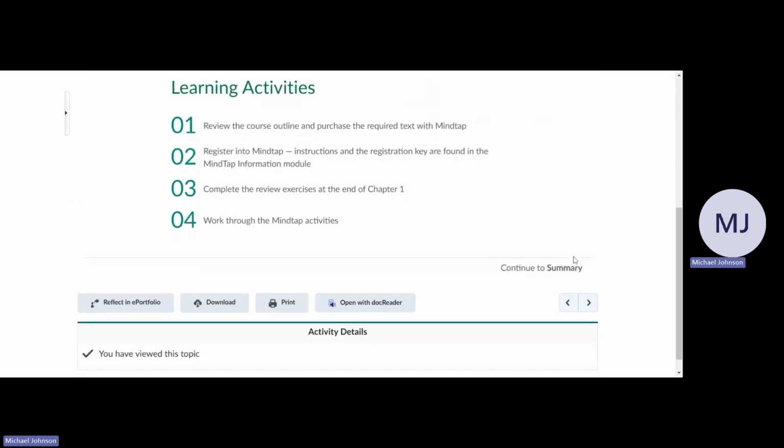So yeah, review the course outline and purchase the required text with MindTap. Register into MindTap. Instructions and the registration key are found in the MindTap information module. Complete the review exercises at the end of Chapter 1. Work through the MindTap activities.